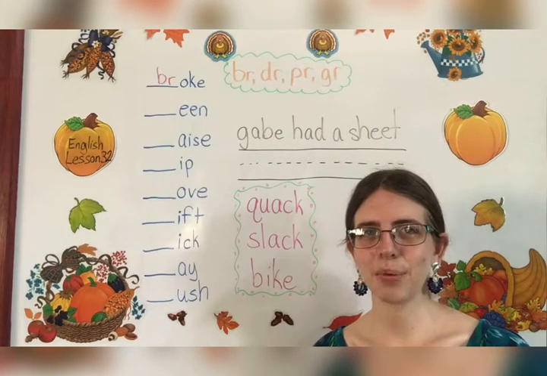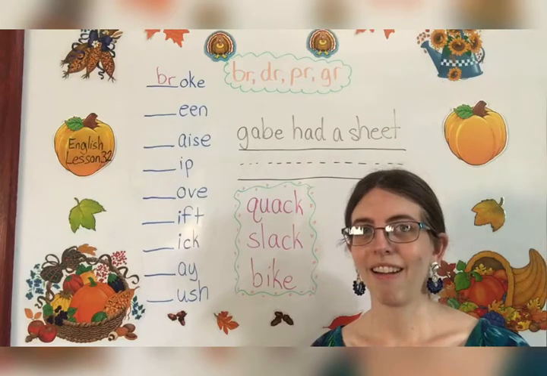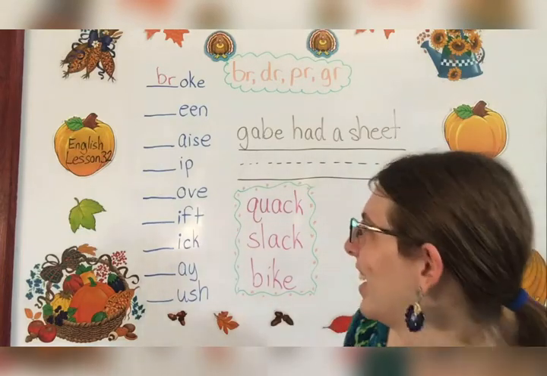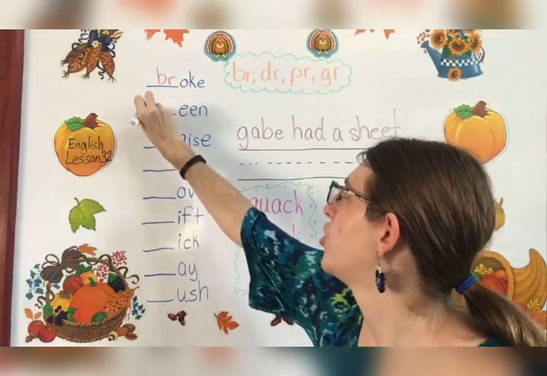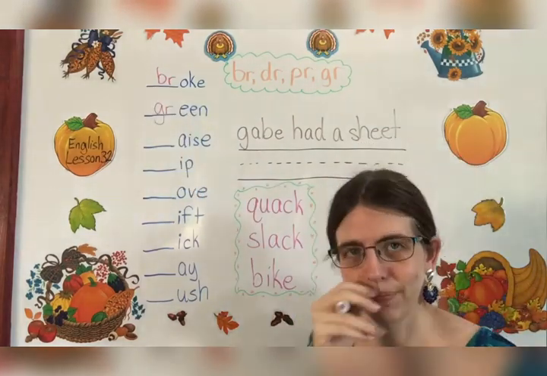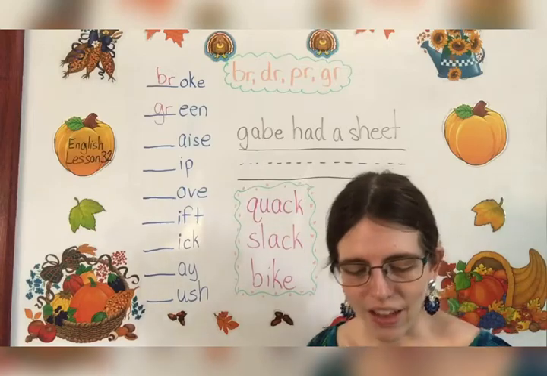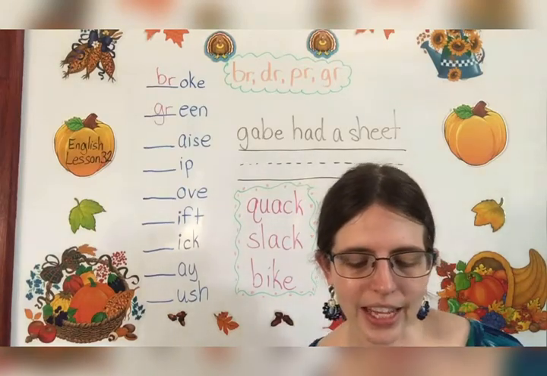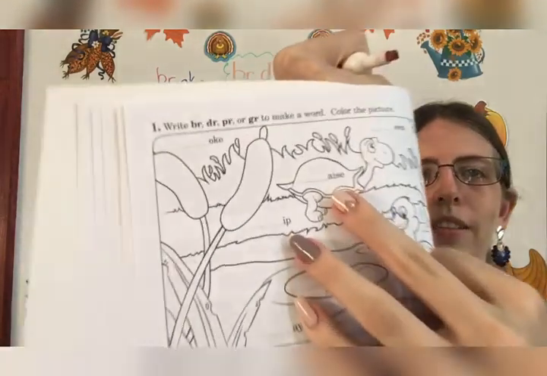Green, dreen, preen, green. Green, very good. So you'll put GR on the line to make the word green. Next we have A's. A's, that's in the turtle's shell.